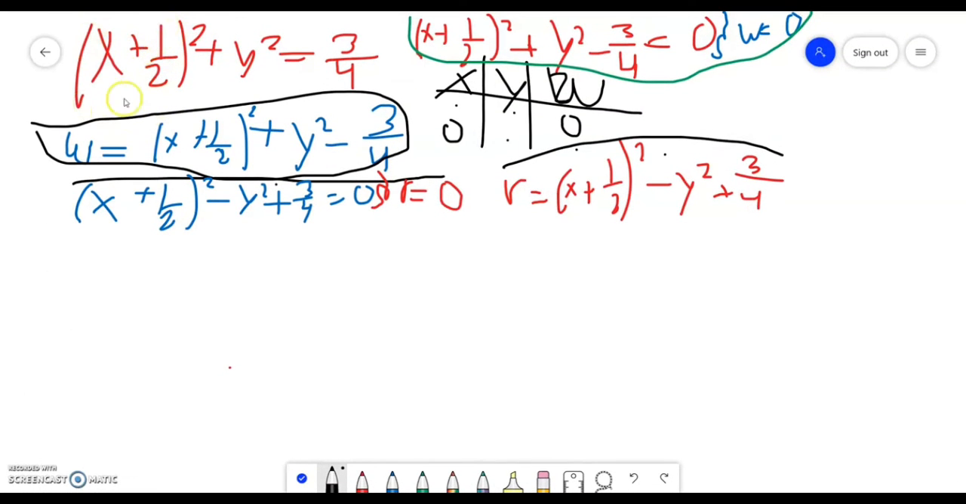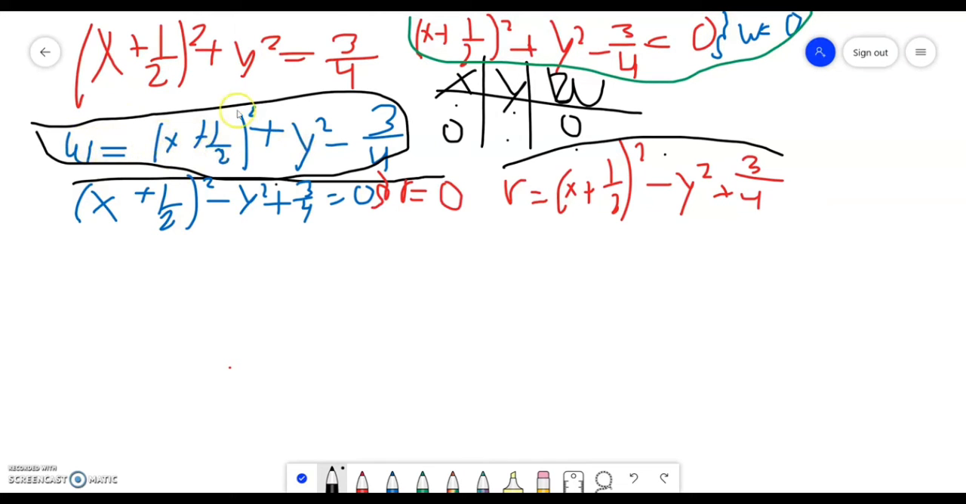So we started off with the equation (x + 1/2)² + y² = 3/4. And then we can say that all this is the same as saying (x + 1/2)² + y² − 3/4 = 0. But can't we say this is a special case of this equation?